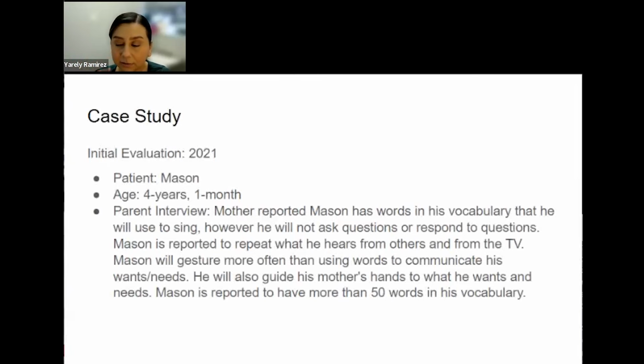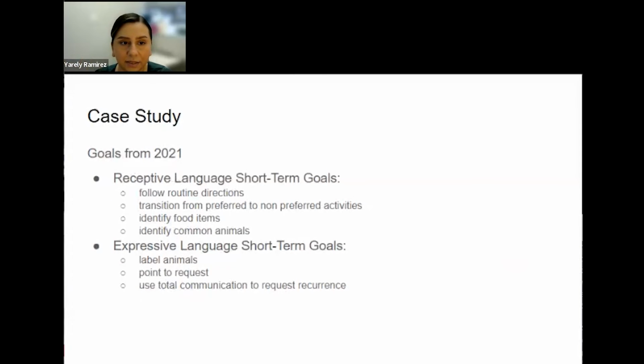He sometimes repeats what he hears from the television, and then he's able to gesture often instead of using words to communicate what he wants or needs. Sometimes he'll take mom's hand and guide her to what he wants. He has a little bit over 50 words in his vocabulary. So the therapist goes ahead and does the testing, and he qualifies. And here are some goals from that initial evaluation in 2021.